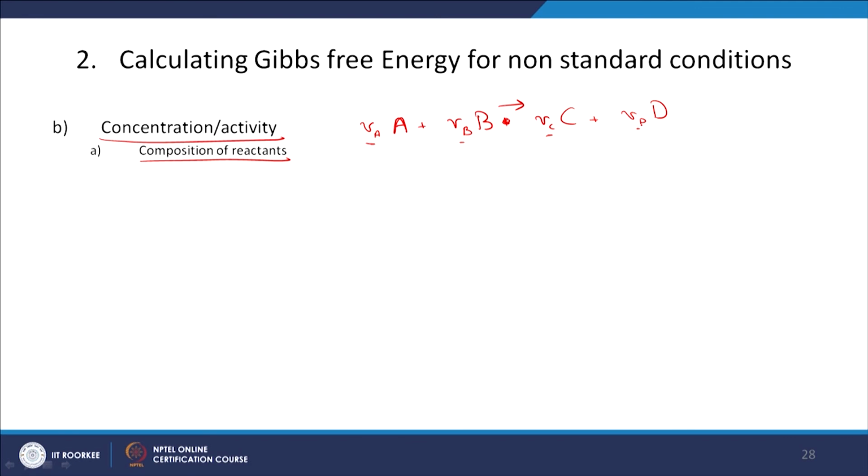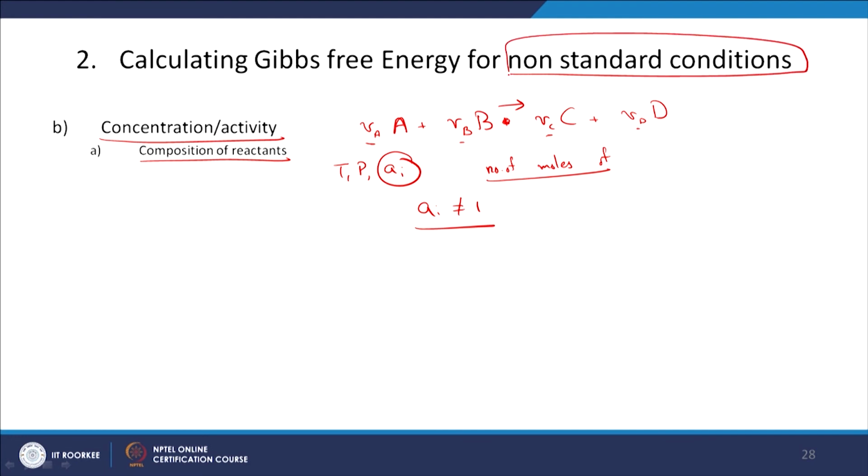Think of this now: let us say the system is at standard conditions of temperature, pressure and activity, and the reaction has gone through by a small, infinitesimal extent. Now what is going to happen is that the number of moles of your compounds are going to change. What does that mean? Your activity is no more equal to 1, so we are now entering the domain of the non-standard conditions. That is what we are going to discuss here.